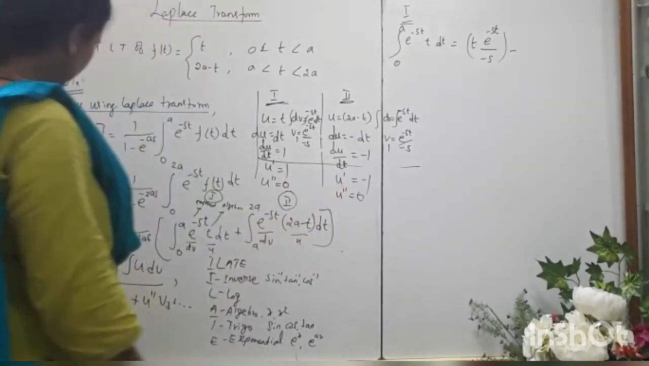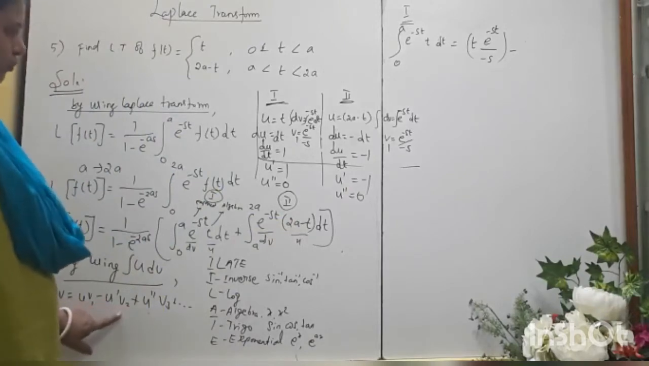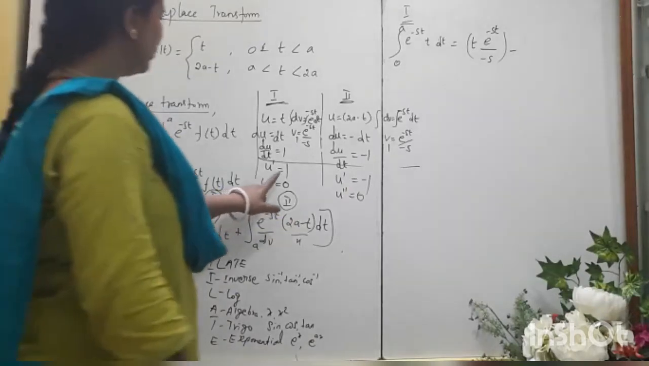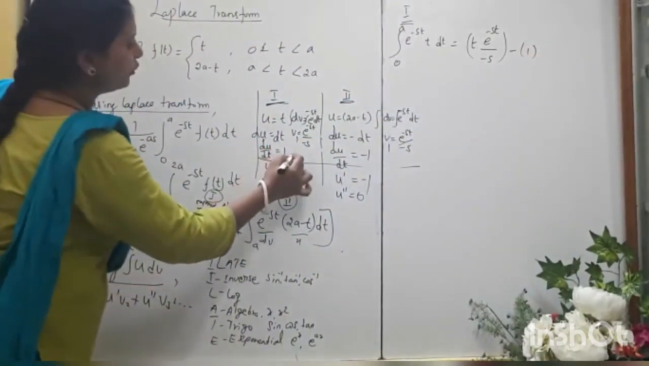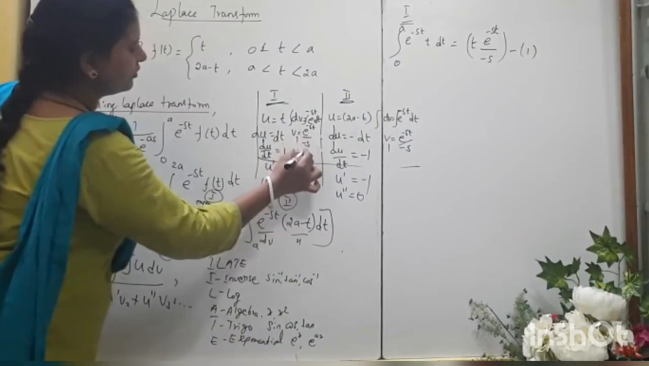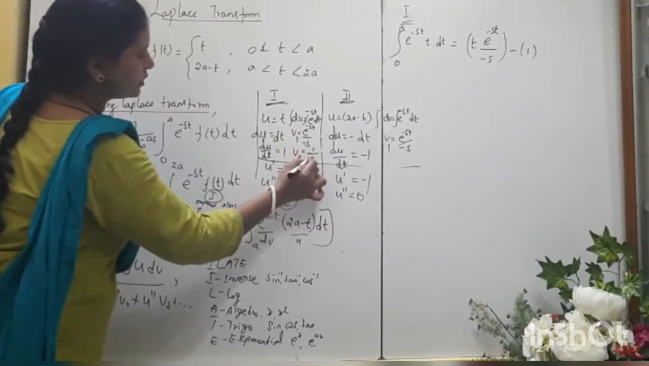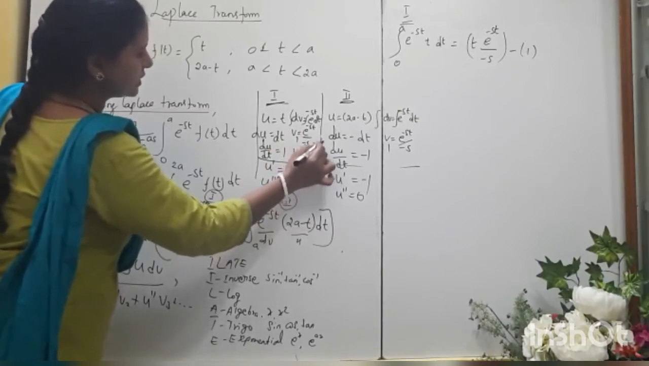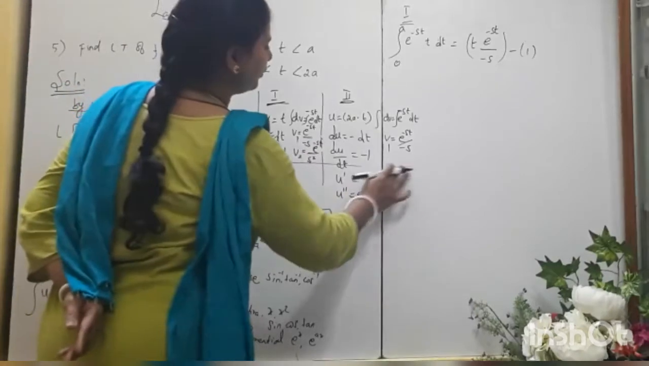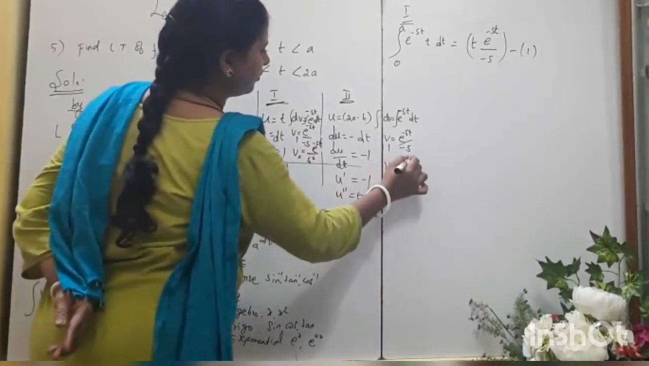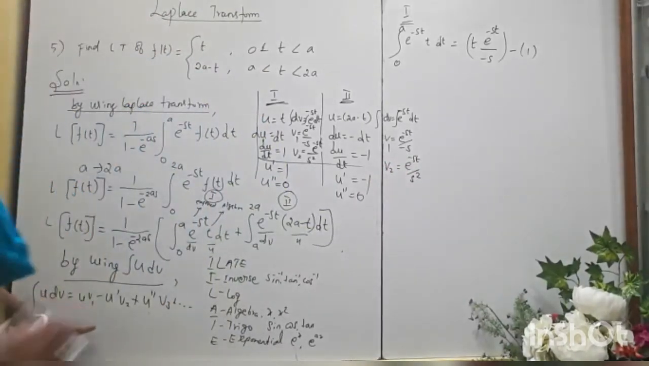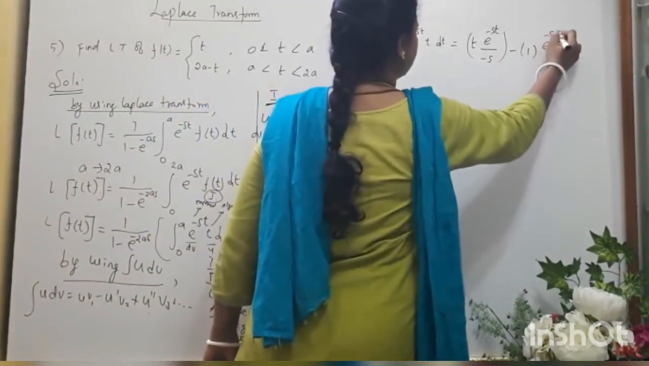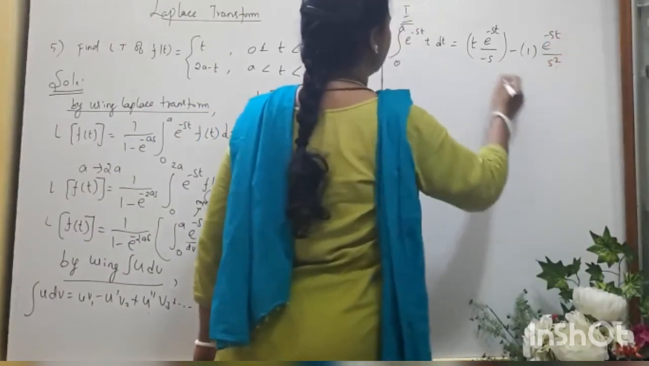Okay, so next, minus u dash v2. What is u dash? U dash is 1. Next, v2. What is v2? Again you are integrating, means v2 equal to 1 by s square e power minus st. Here also v2 equal to e power minus st by s square. So 1 into e power minus st by s square.